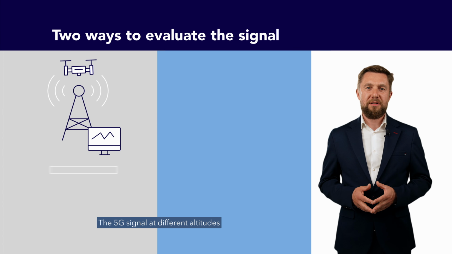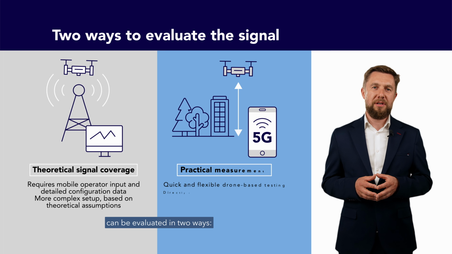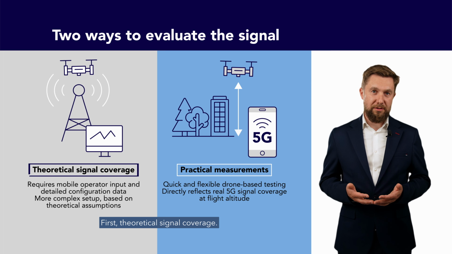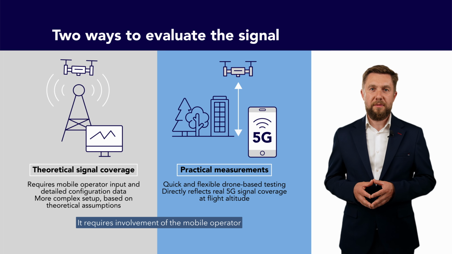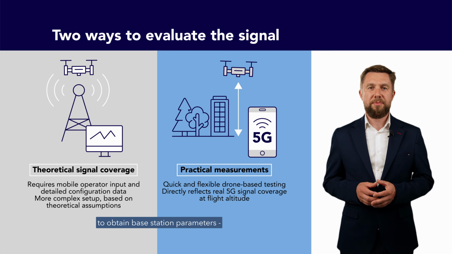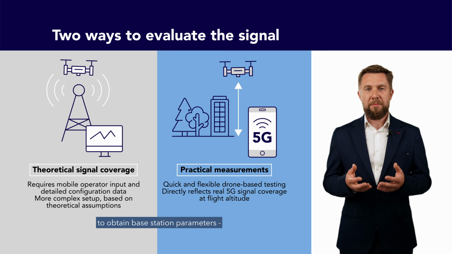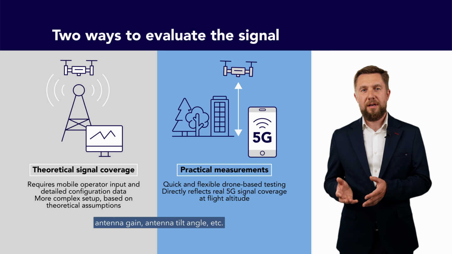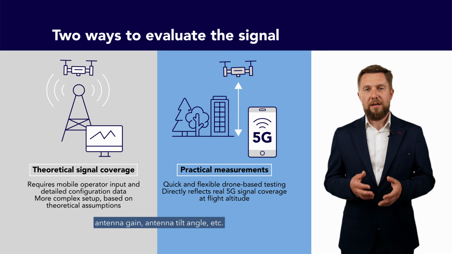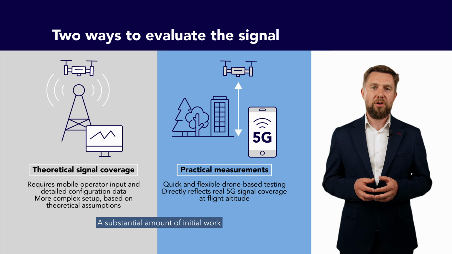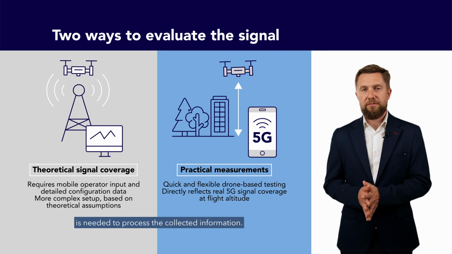The 5G signal at different altitudes can be evaluated in two ways. First, theoretical signal coverage. It requires involvement of the mobile operator to obtain base station parameters, that is, transmitter power, antenna gain, antenna tilt angle, etc. A substantial amount of initial work is needed to process the collected information.